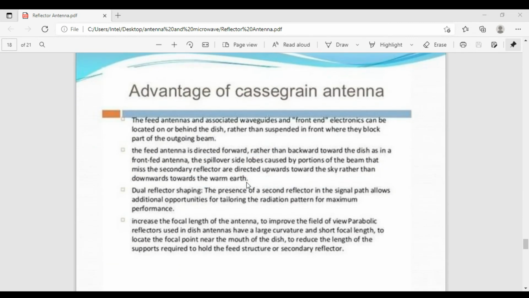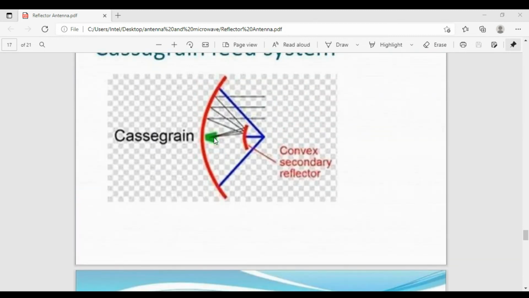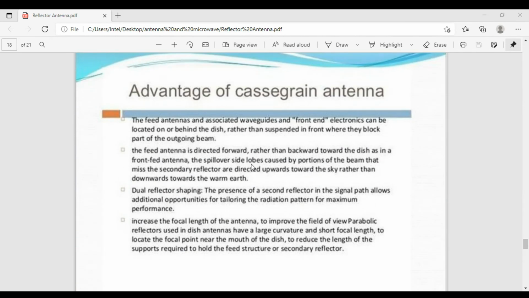Okay. So in order to avoid this blocked rays problem, the offset feed method is introduced. In the offset feed method, the primary antenna is located in a slanting manner, so the blocked rays problem gets eliminated. Then the feed antenna is directed forward rather than backward toward the dish, as in a front fed antenna. The spillover side lobes caused by portions of the beam, that means the secondary reflector, are directed upwards toward the sky rather than downwards towards the warm earth.